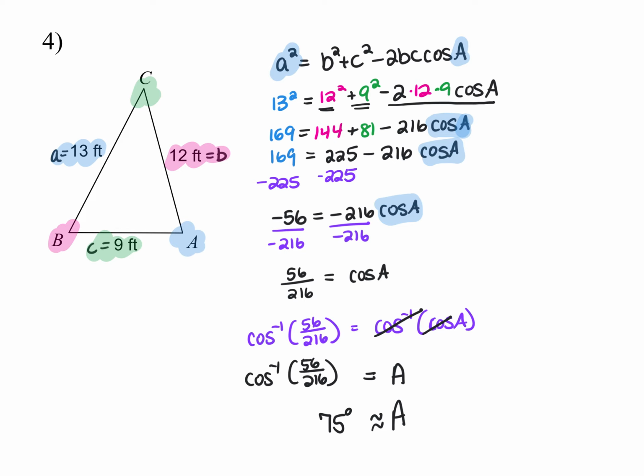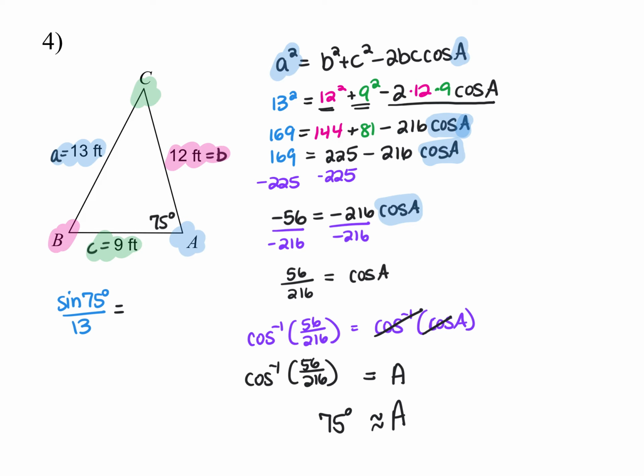Now, that's the first angle in our triangle. We still have to find the other two. I highly recommend that you do not try to find the second angle using law of cosines. Law of sines is a much simpler way to do that. And just so you can see, you would just set up sine of 75 degrees over 13, since you know both angle A and little a, equals, and then again, find the second side, or find the second angle.